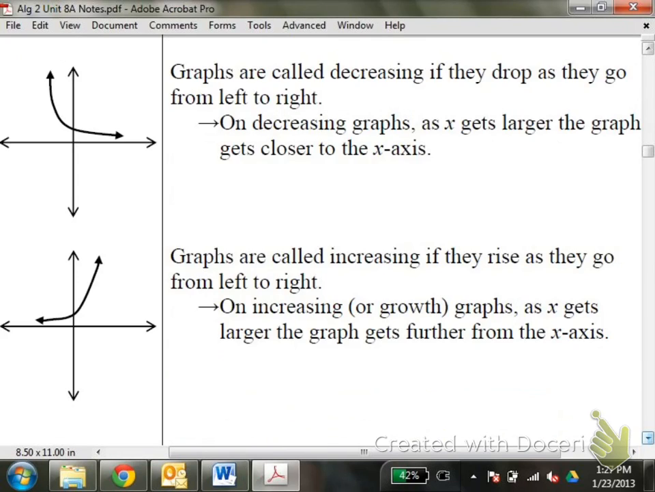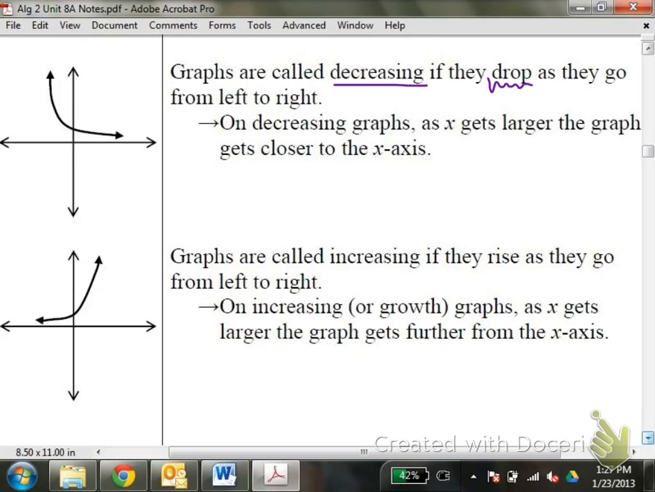Okay, so because we have 2 types of graph, we have special names for each one. We have what we call decreasing exponential functions and increasing. The graphs are called decreasing if as you go from left to right, they drop.